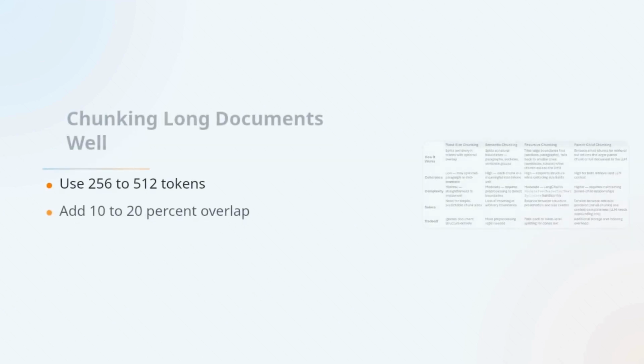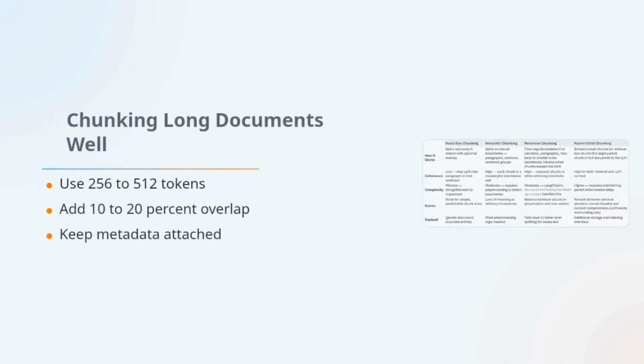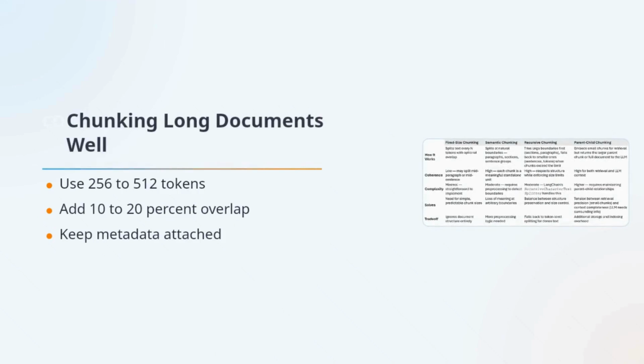Long documents cannot be embedded as one giant block, so we split them into chunks. A practical sweet spot is often 256 to 512 tokens. If chunks are too short, they lose context. If they are too long, the semantic signal becomes diluted. Overlap is important because facts often sit near boundaries. And metadata like source, section, and page number is essential for filtering, citation, and debugging.